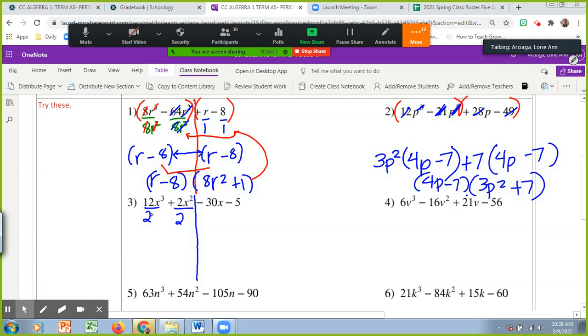What's the lower power? Because they both have variables. 2. Okay, so x2, x2. There. Okay. So now let's divide. Tell me what you get. You're dividing now the number and you're subtracting the exponents of the letters. I know you got an answer. Type it in. 6x. There you go.